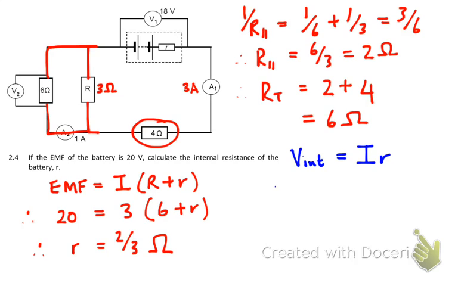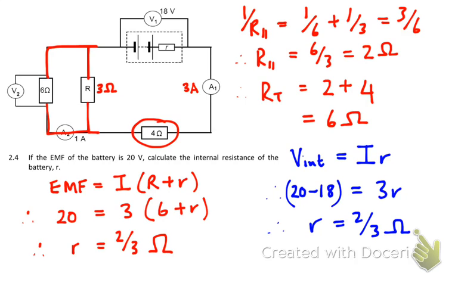A much quicker way is to apply Ohm's law to the battery itself and to say that V internal, the internal voltage, or what we would call the lost volts, is equal to I, the current flowing through the battery, times R, the resistance of the battery, or the internal resistance. Lost volts is simply EMF minus V external, so that's 20 minus 18. You can see 2 volts is lost in the battery. Current is 3 amperes, we've worked out the total current, times little r, which again gives us internal resistance is 2/3 of an ohm.